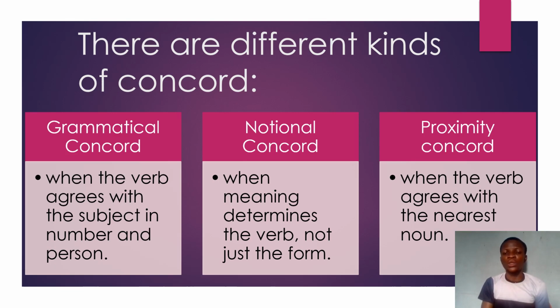We will see examples of all these as we dive in. And number three, we have proximity concord. When the verb agrees with the nearest noun, that is proximity concord. The word proximity means nearness. That's when the verb agrees with the nearest noun. Okay, let's continue.